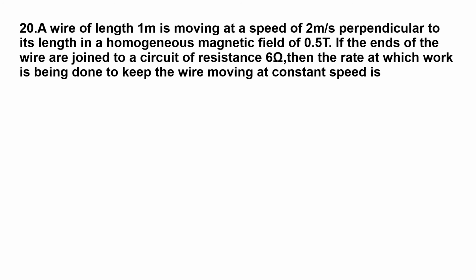Next question, 20th question. A wire of length 1 meter is moving at a speed of 2 meter per second perpendicular to its length in a homogeneous magnetic field of 0.5 Tesla. If the ends of the wire are joined to a circuit of resistance 6 ohm, then the rate at which work is being done to keep the wire moving at constant speed is, options are A. 1 watt, B. 1 by 3 watt, C. 1 by 6 watt, D. 1 by 12 watt.